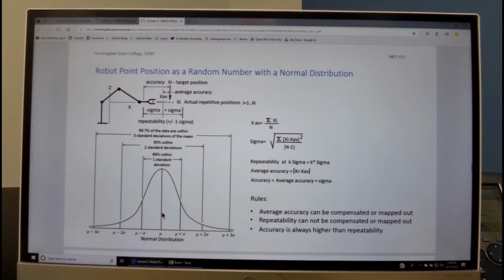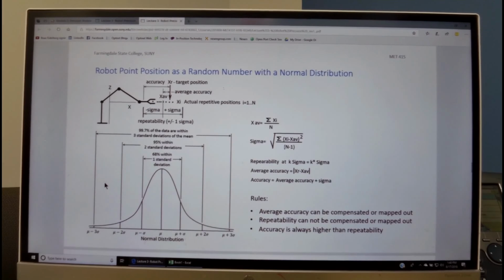Now, we see over here a normal distribution, and if we would do many tests, all the values will actually spread out in this distribution, where we see that within plus or minus 1 sigma, 68% of all the test measurements will fall. When we look at plus or minus 2 sigmas, then 95% will fall within that range. And when we look at 3 sigma, then 99.7% will fall in that range.